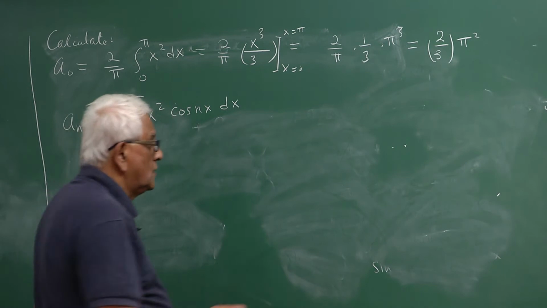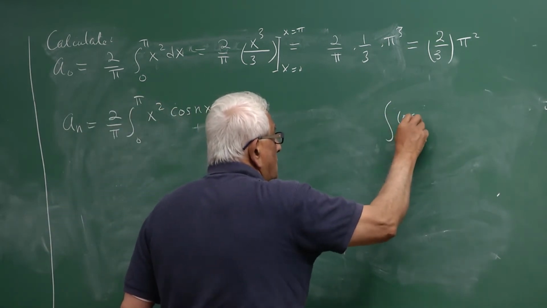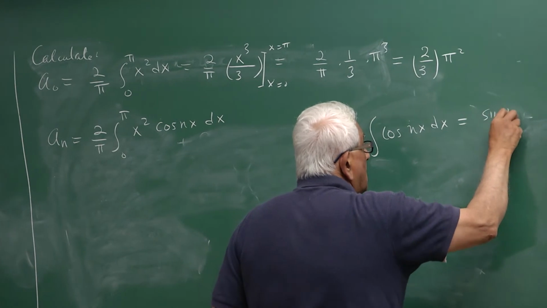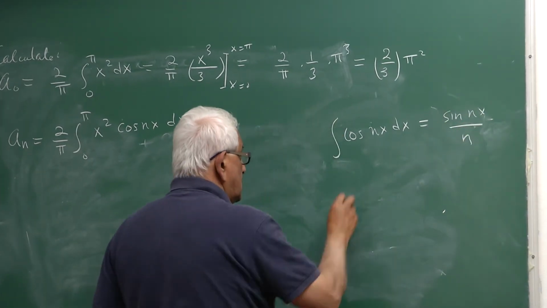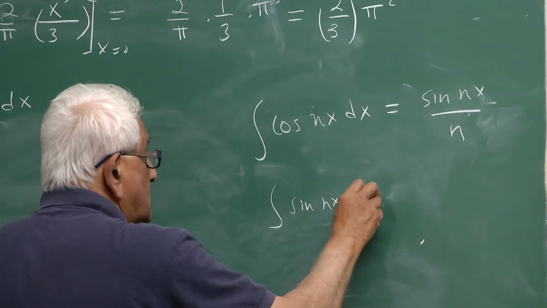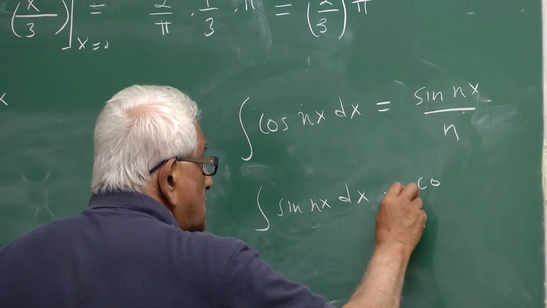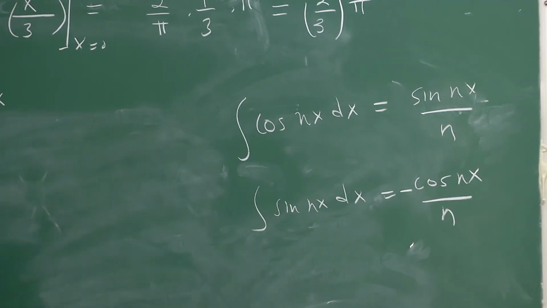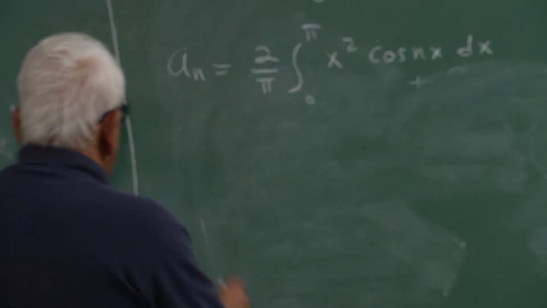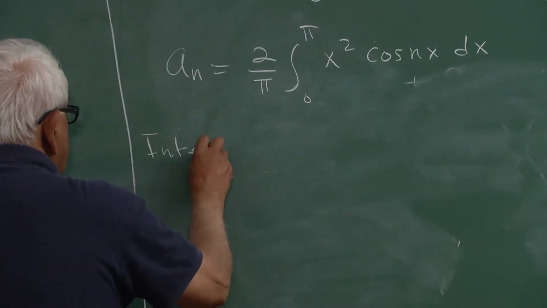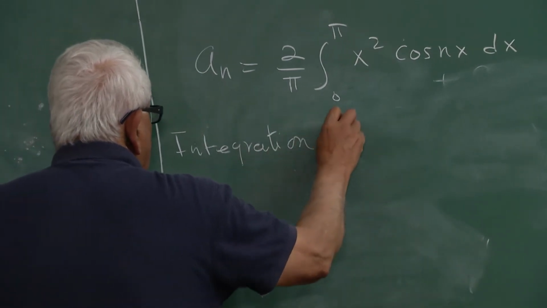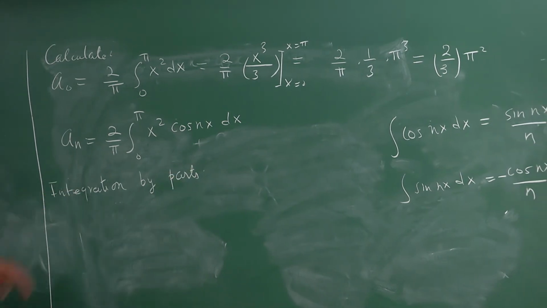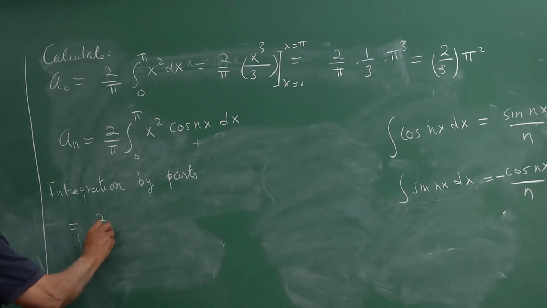Now to do the calculation, we need to know that the integral of cos nx dx is equal to sine nx over n, and the integral of sine nx dx is equal to cos nx over n with a minus sign. So these are two results which we need. And to do an integral like that, you do a thing called integration by parts. Okay. So there what you do is this is equal to 2 over pi.